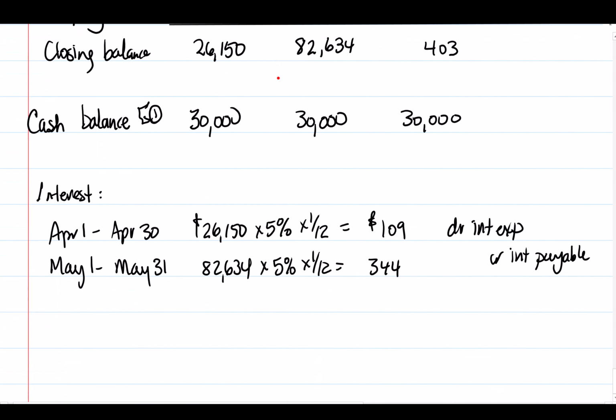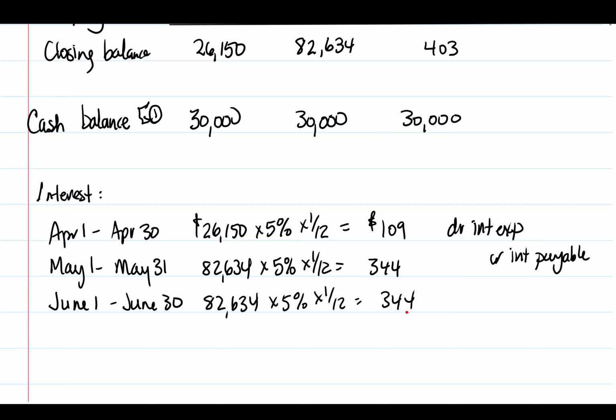Our interest, June 1 to June 30th. The question says, any monies repaid to the line of credit are paid on the last day of the month, which means we still had the full $82,634 in there during the month. We did not pay it off till the last day. So $344 will once again be the amount of interest expense and interest payable. And we're not doing July's cash statement, so we don't have to worry about this going through.